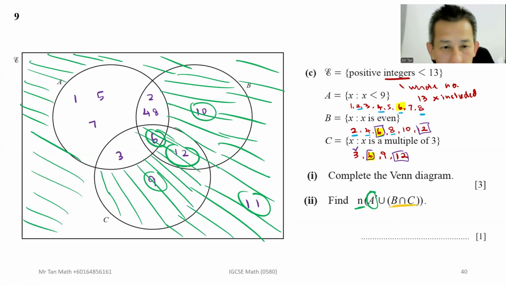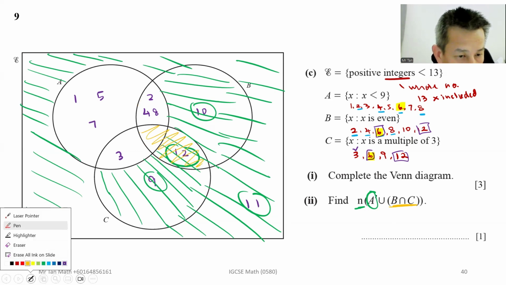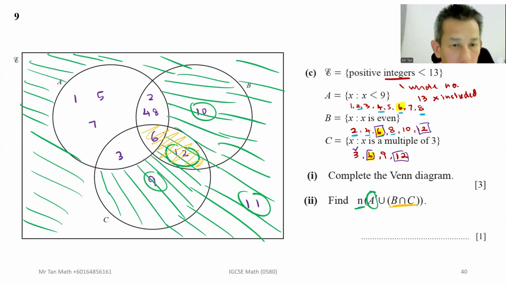A intersect B intersect C is here. Okay. B intersect C is here. So this is union. So your answer you want should be 5. So 1, 2, 3, 4, 5.